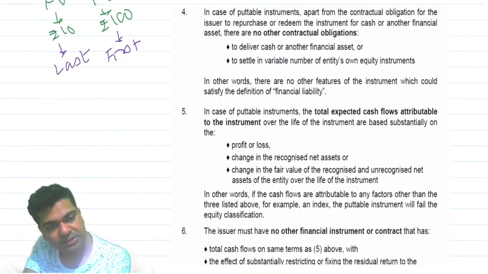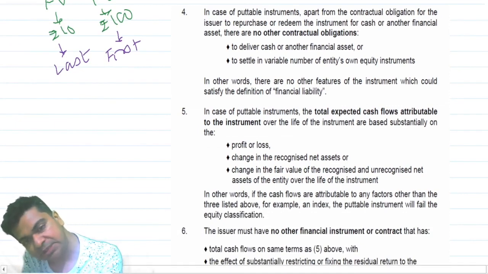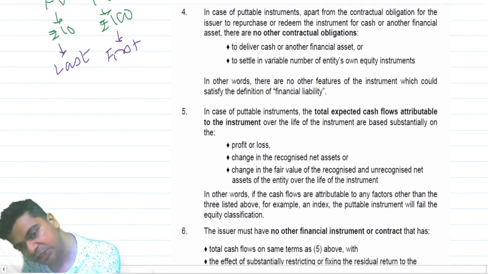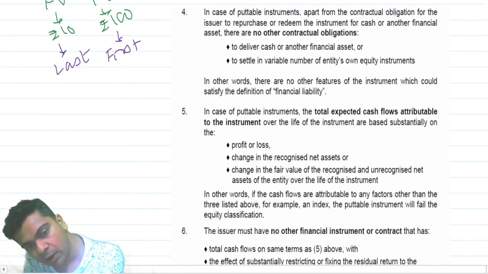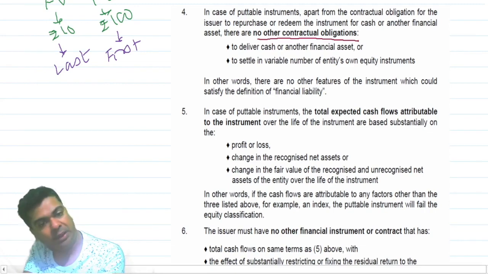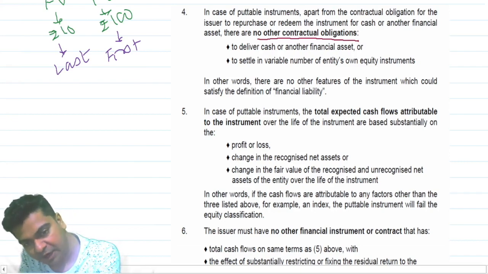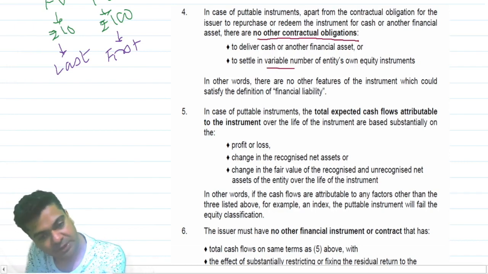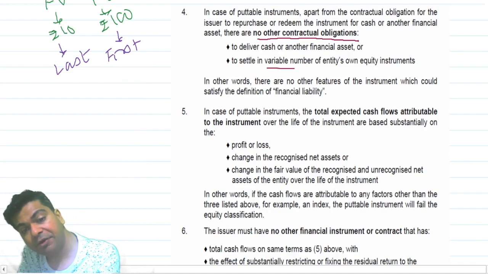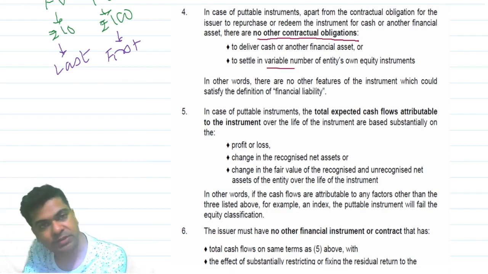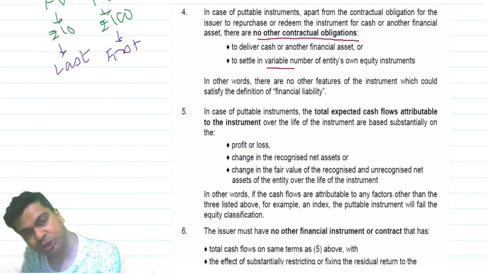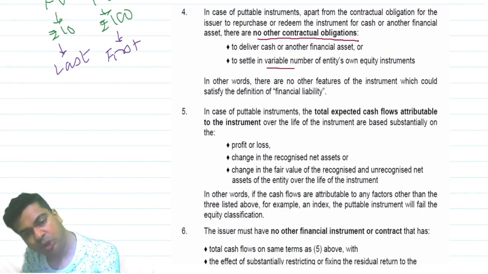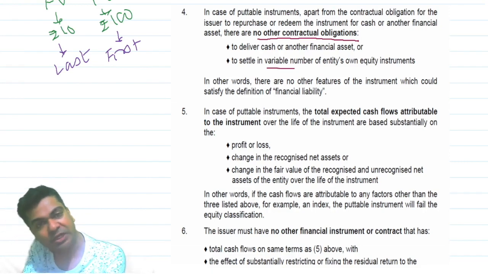Condition number 4 says, in case of puttable instruments, apart from the contractual obligation for the issuer to repurchase or redeem the instruments for cash or another financial asset, there are no other contractual obligations to deliver cash or another financial asset or to settle in a variable number of the entity's own equity instruments. Having a contractual obligation of delivering cash or another financial asset, or settling it by issuing a variable number of your own equity shares, are features of a financial liability. You should not have any such contractual obligation.